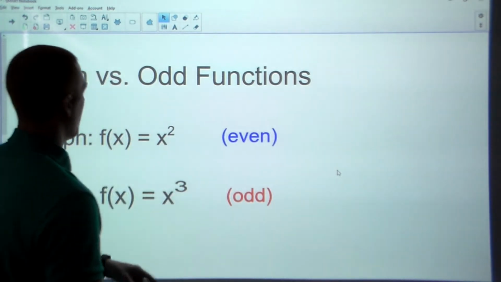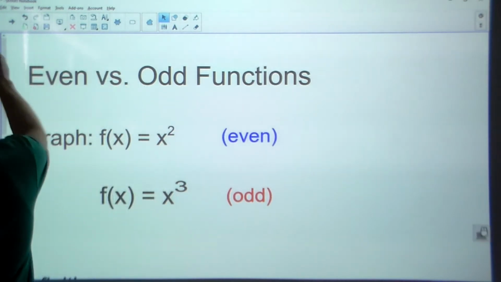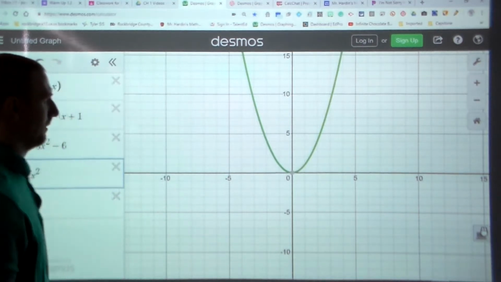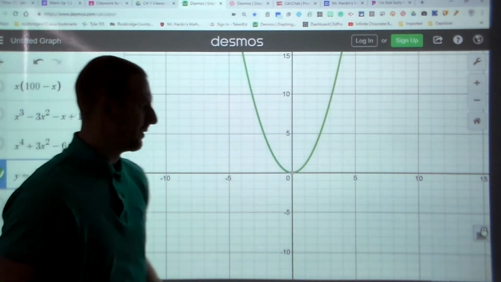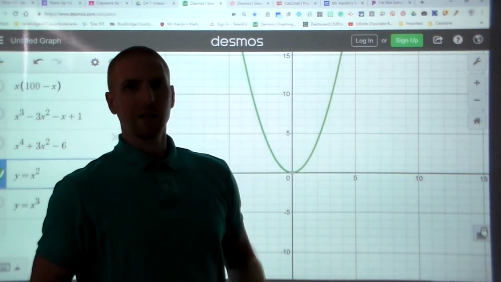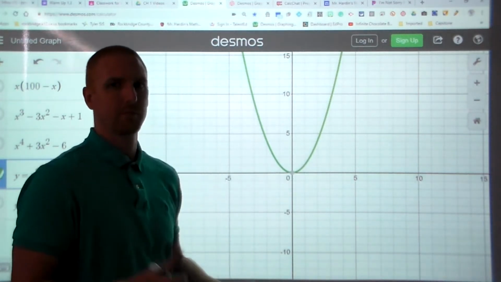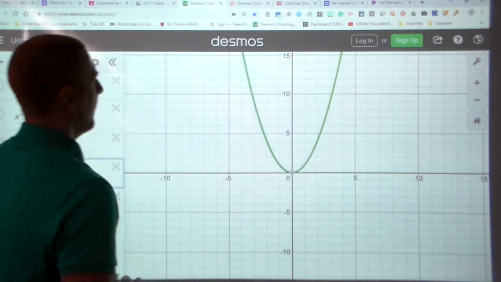So let me start by taking a look at the graph of x squared, which is just a parabola. And let's think about what we notice about it. Now, usually in class, I stop and get input from everybody. So maybe pause, think about anything you notice, and then unpause and we'll keep going.